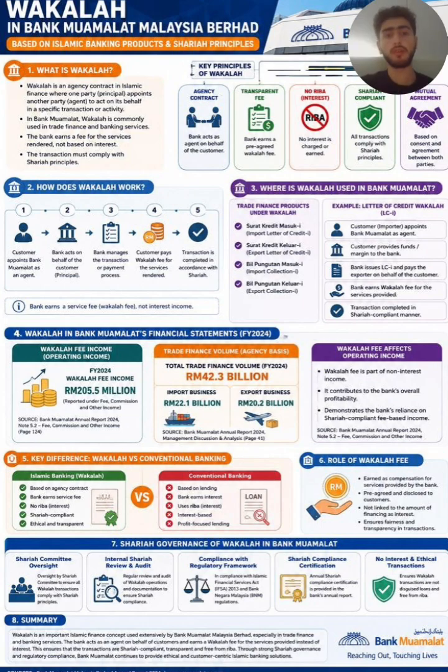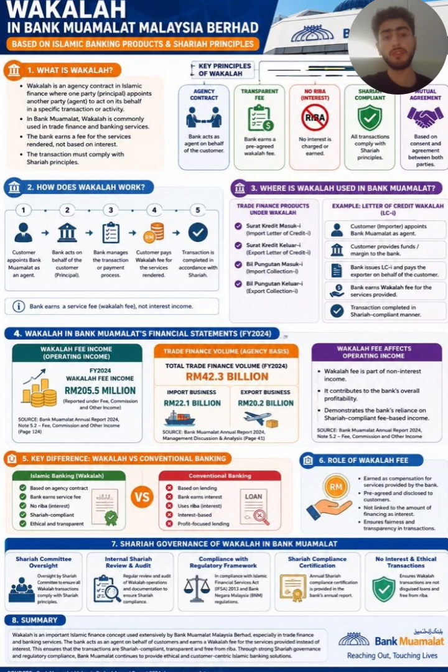As we have already learned about the concept of Wakalah, its key principles, how it works, and its role in Bank Muamalat's financial operations, my part will focus on the final two sections, Sharia governance and the overall summary of Wakalah and Bank Muamalat. First, let us look at Sharia governance.